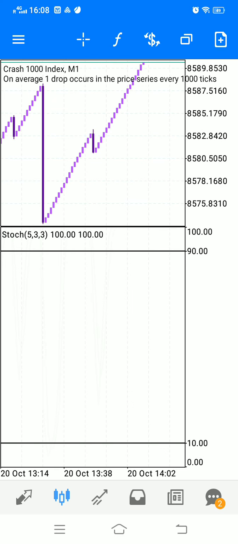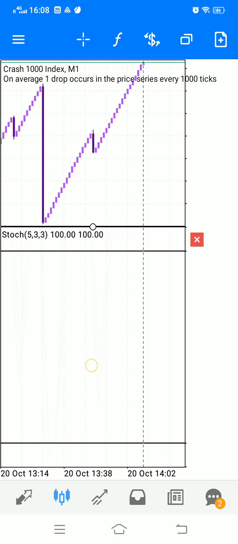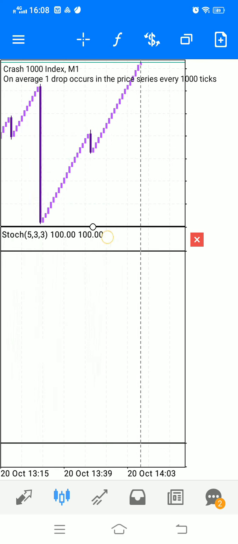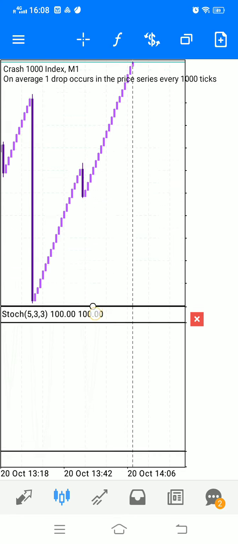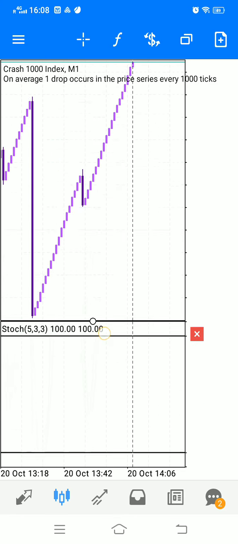If it's too big for your screen like it is over here, just press and hold on your screen. You see this little white dot? You just tap on it and drag it down, so you can adjust your screen that way.